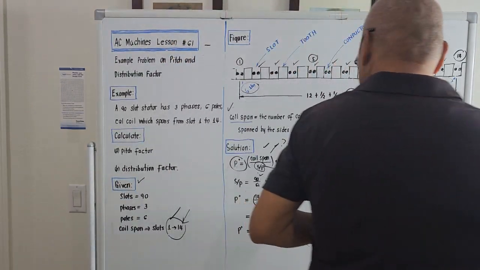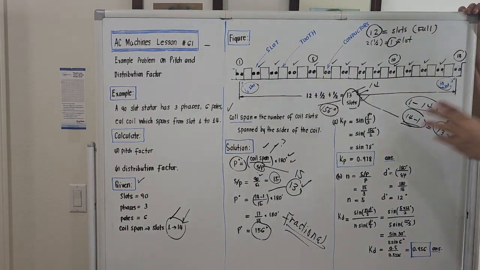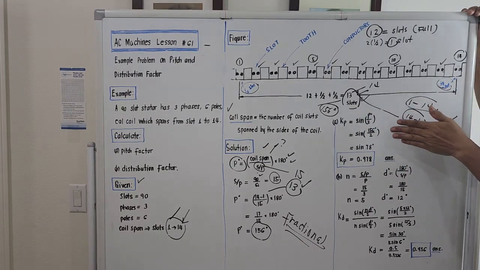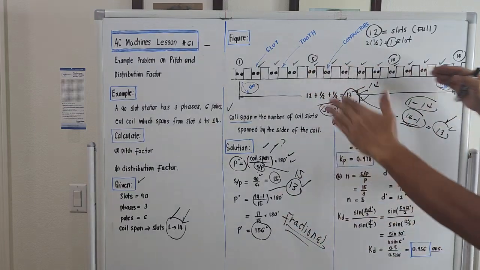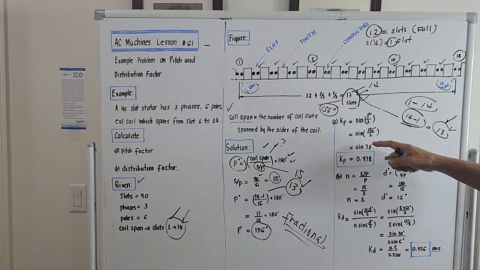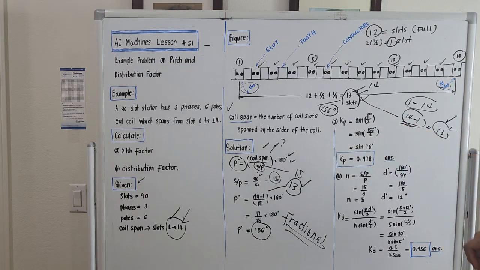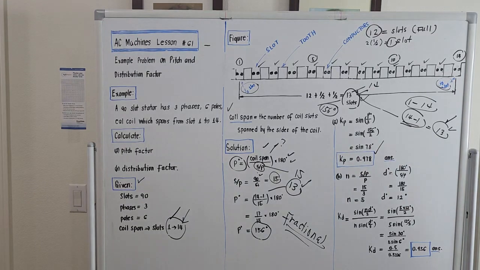Right? Okay, let's now try to compute for the pitch factor. Pitch factor is sine of P degree over 2. P degree is how we computed this one. The explanation is this one. Okay, it should be sine of 156 degrees over 2. It will be sine of 78 degrees. And this should be 0.978. Okay.